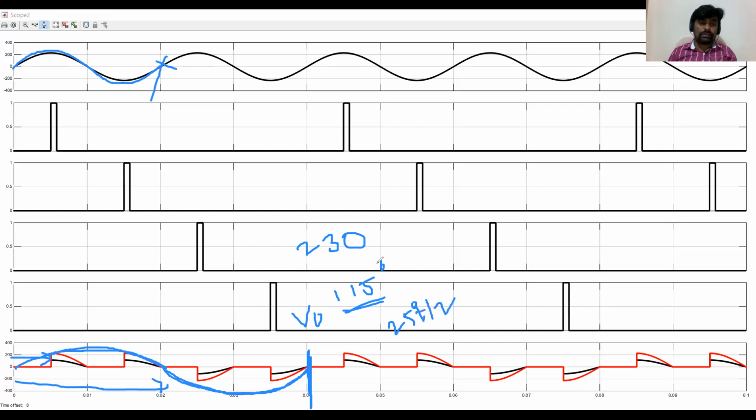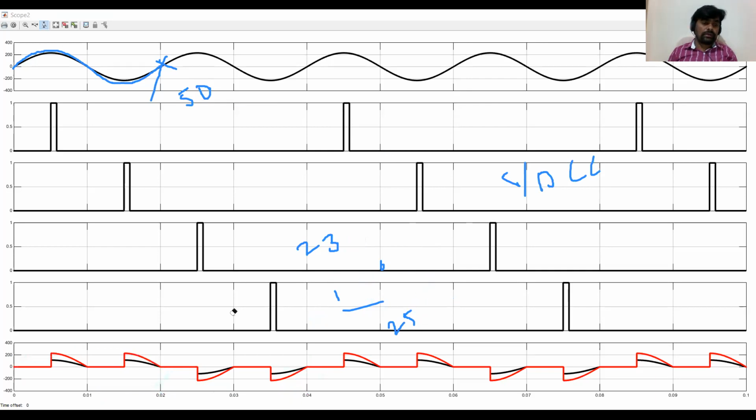25 Hz, whereas here it is 50 Hz. Which means it is converting the frequency from 50 Hz to 25 Hz. That means it is called a step down cycloconverter. Like that, I can go for any value of firing angle. I can go for 120, 150, up to 180. So now I will show you all the waveforms at the same scope with different firing angle.